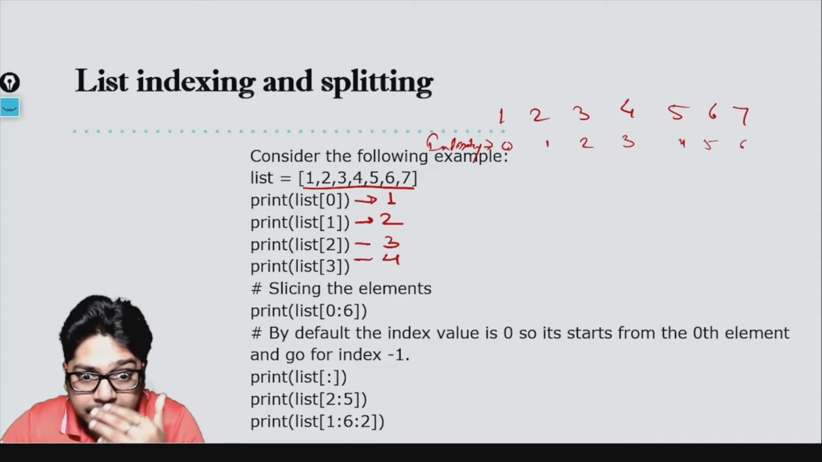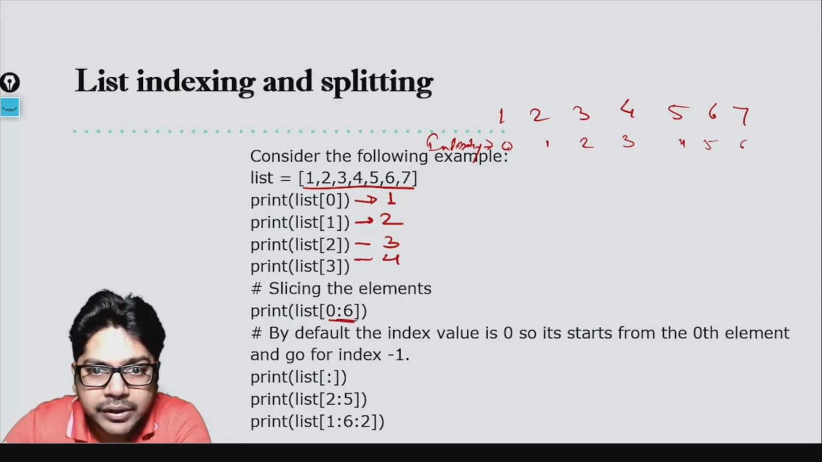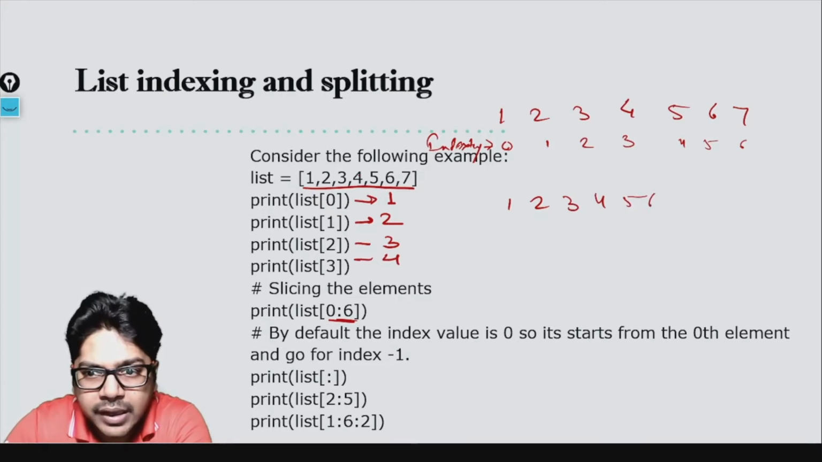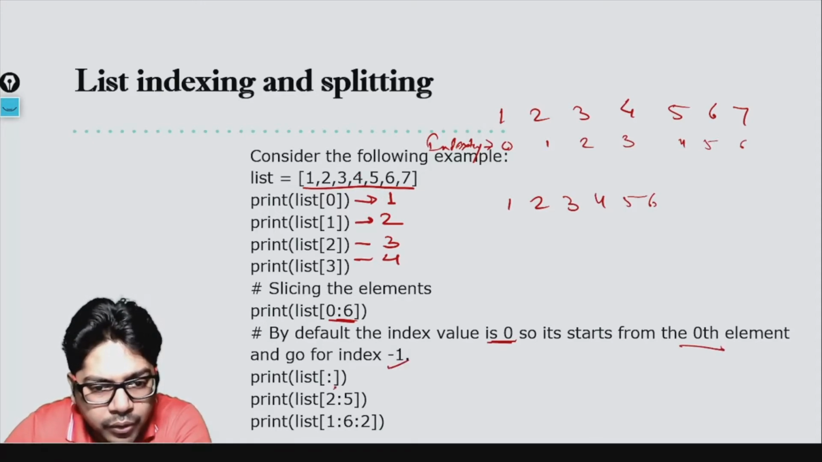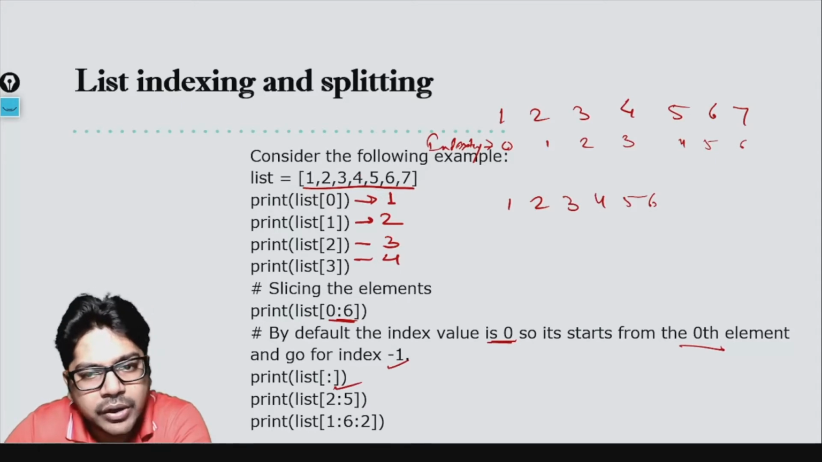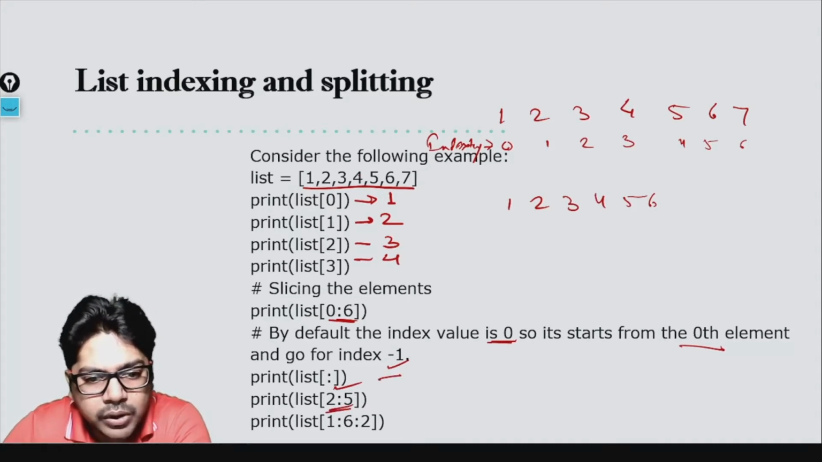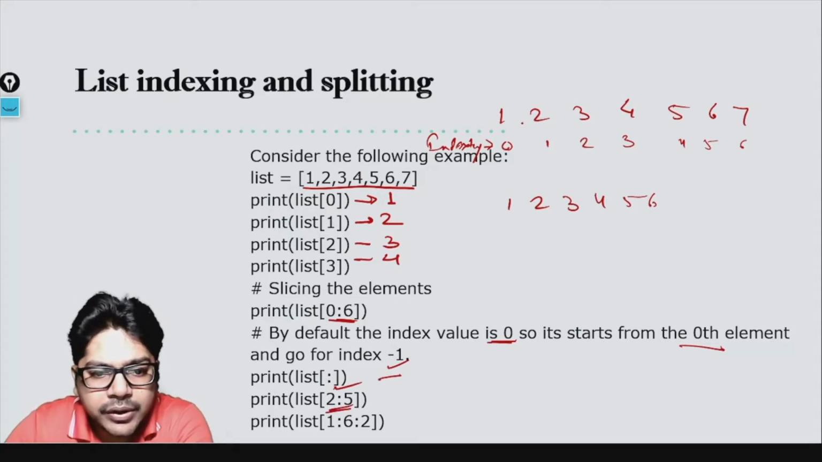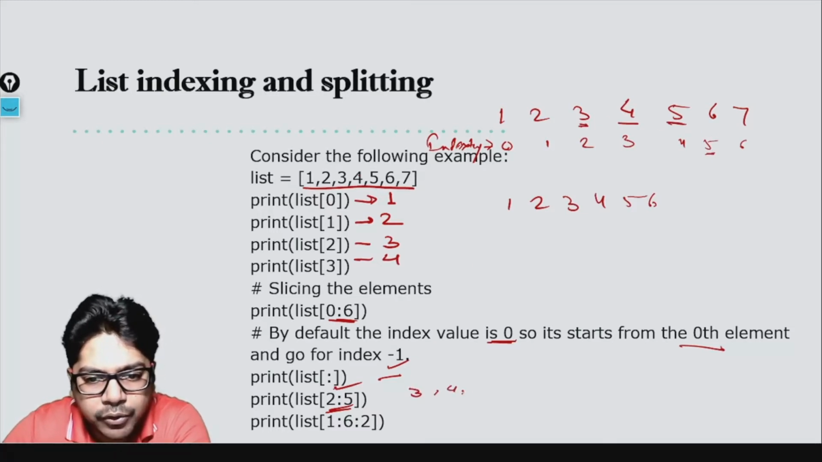So when you write 0:6, what are you going to get? You are going to get 1, 2, 3, 4, 5, 6. By default, the start index value is 0, so it starts from the 0th element and goes up to the stop index minus 1. When you write only colon, no start, no end, you get the complete list. When you write 2:5, what do you get? Starting from index 2, you get 3, 4 and then 5. It will stop at the 5th index, so you get 3, 4, 5.